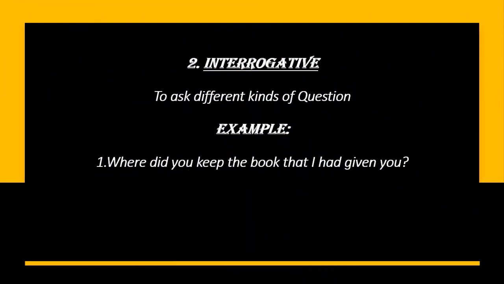Now, our second type is interrogative, to ask different kinds of questions. It means that when we are asking about something or about someone, these types of statements and sentences are called interrogative. For example, where did you keep the book that I had given you? In interrogative sentences, the wh-questions occur, like when, how, what, where, whom. These types of statements are called interrogative sentences.